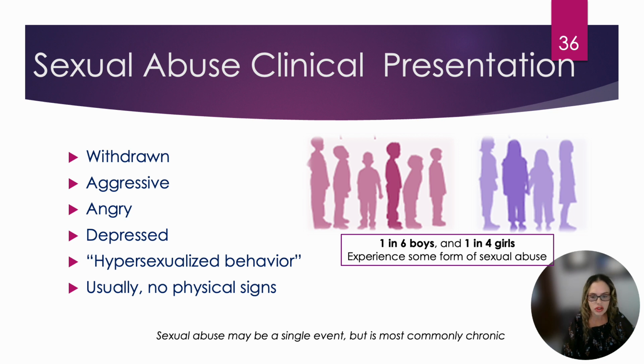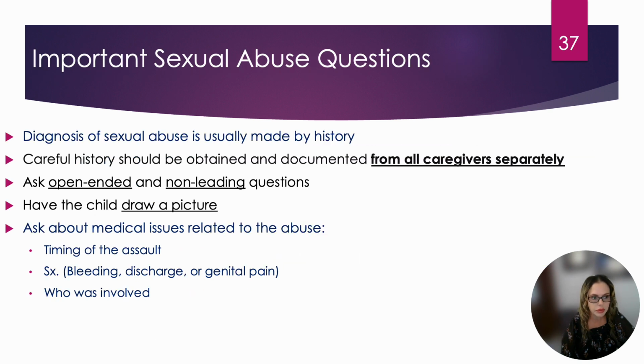The clinical presentation: the child may appear withdrawn, they may have aggressive behaviors, they may be angry, depressed, they may be hypersexualized or have hypersexualized behavior. So these are young, 13, 14-year-olds that have hypersexual behavior. There's usually no physical signs on the outside for sexual abuse. So that's why this is such a difficult diagnosis to make.